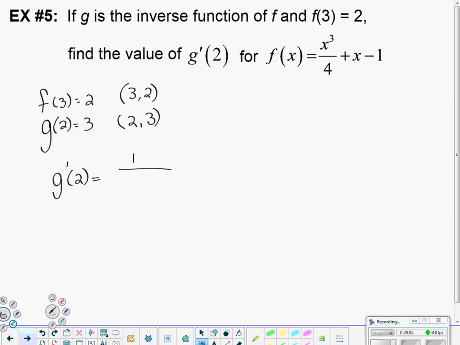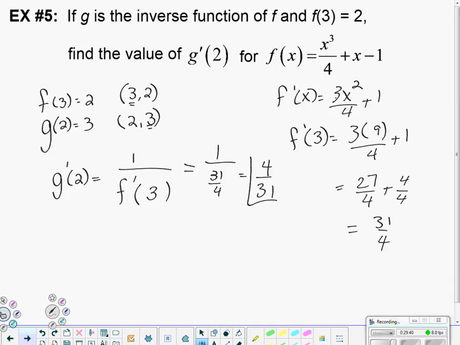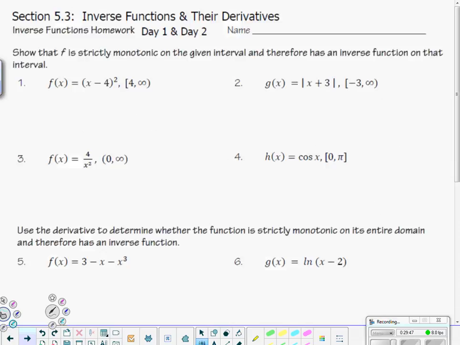Well, that's pretty easy. It's 1 over f prime of 3. And do I know f prime of 3? Nope, I'm going to have to take a derivative, aren't I? 3x squared over 4 plus a 1. And we need to evaluate it at 3. 3 times 9 divided by 4 plus 1. 27 fourths plus 4 fourths gives us 31 fourths. Okay, so this is 1 over 31 fourths, which gives us 4 over 31. Reciprocal relationships.